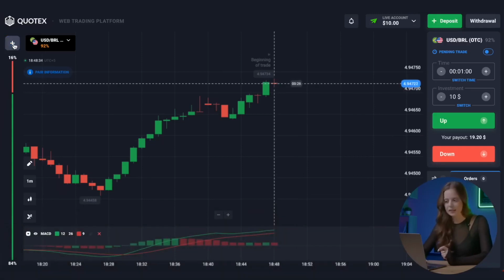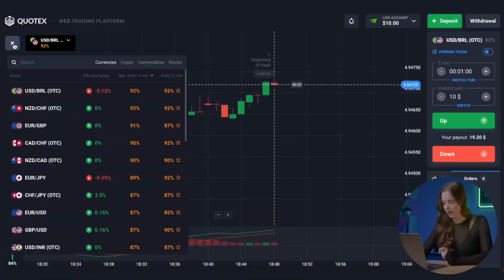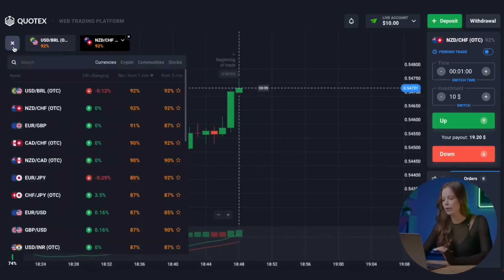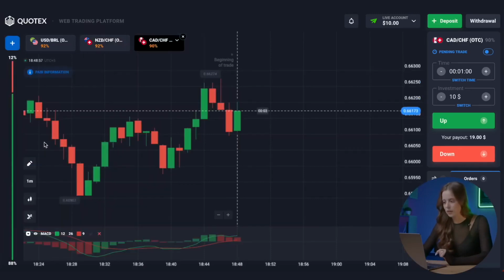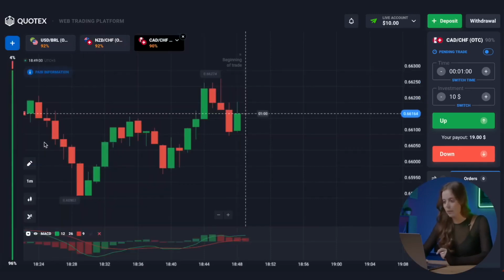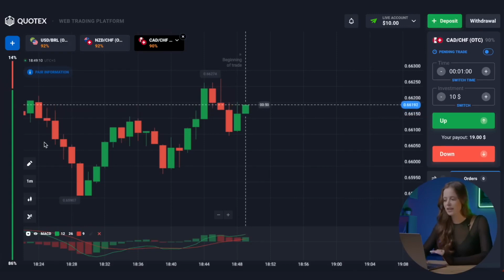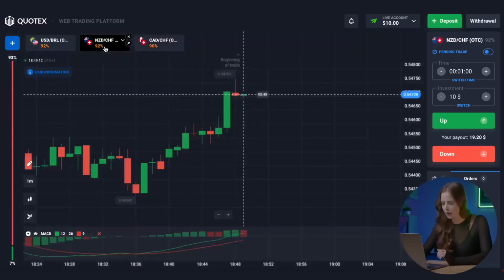Now, let's add the pairs we need. Today I'm planning to trade on the following pairs: New Zealand dollar and Swiss franc, which have excellent percentages, and we will also add one more pair later. So, well, friends, let's analyze the market situation. As I said before, we are going to start trading with $10. This is an initial amount and it will suit absolutely everyone, especially beginners.